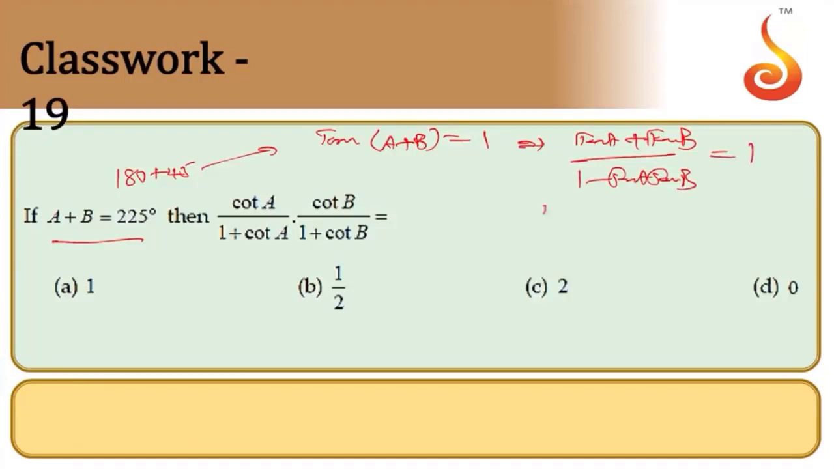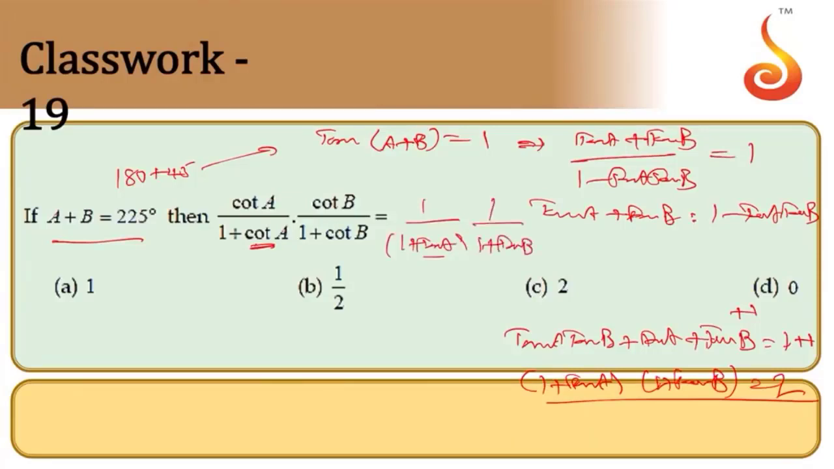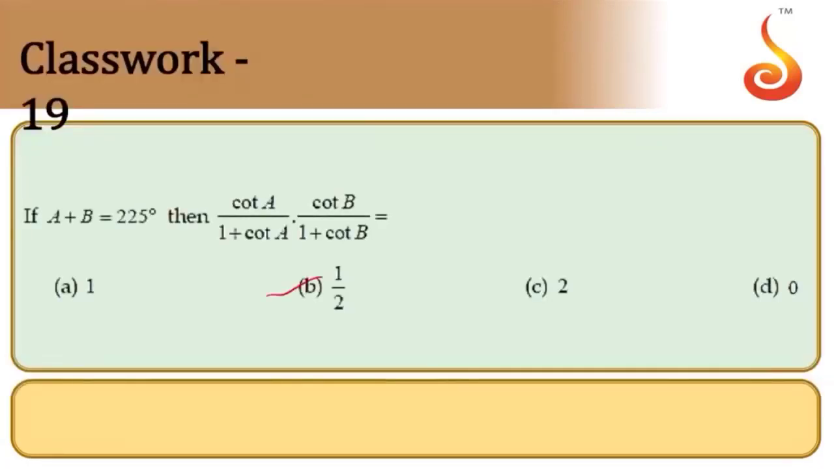And therefore from here we say that tan A plus tan B is equal to 1 minus tan A tan B. Bring it to the left hand side, we can rewrite tan A tan B plus tan A plus tan B is equal to 1. Adding 1 on both sides, and when you factorize it, this is nothing but 1 plus tan A into 1 plus tan B is equal to 2. So clearly we could see that this is nothing but 1 divided by 1 plus tan A into 1 divided by 1 plus tan B. Now, 1 plus tan A, 1 plus tan B is equal to 2, so the answer is equal to 1 by 2.